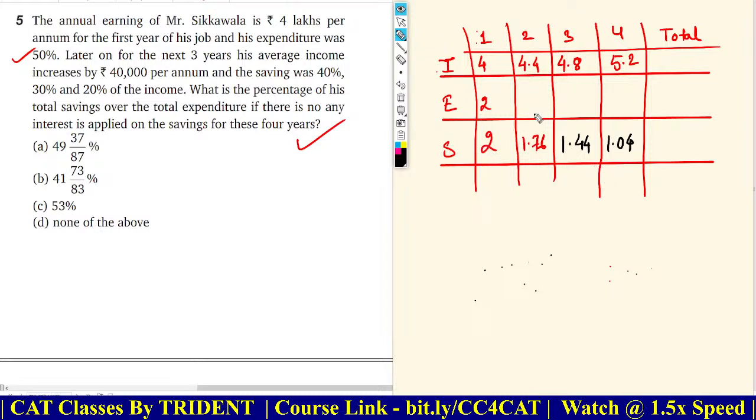Now, if you realize, you just need to subtract 1.76 from 4.4 and you'll get the expenditure. You'll get the first one as 2.64. This is the TDS bit, 2.64. You can do that mentally also. The other one, 4.8 minus 1.44. This is going to be 3.36. The last one, 5.2 minus 1.04, this is going to be 4.16.